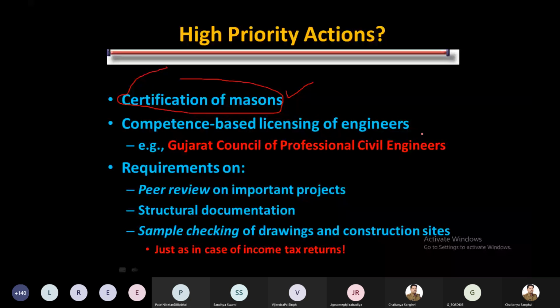So here, the Gujarat Council of Professional Civil Engineers, if this act is properly implemented, then I think we can have a good result. Then there is the requirement of peer review of important projects. Peer review is required, and the structural documentation, right?